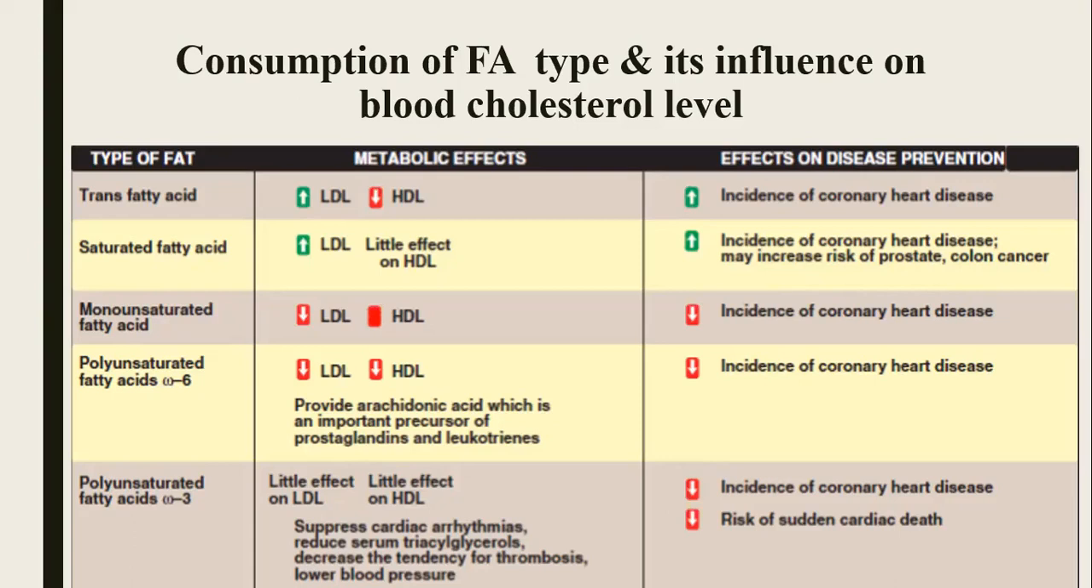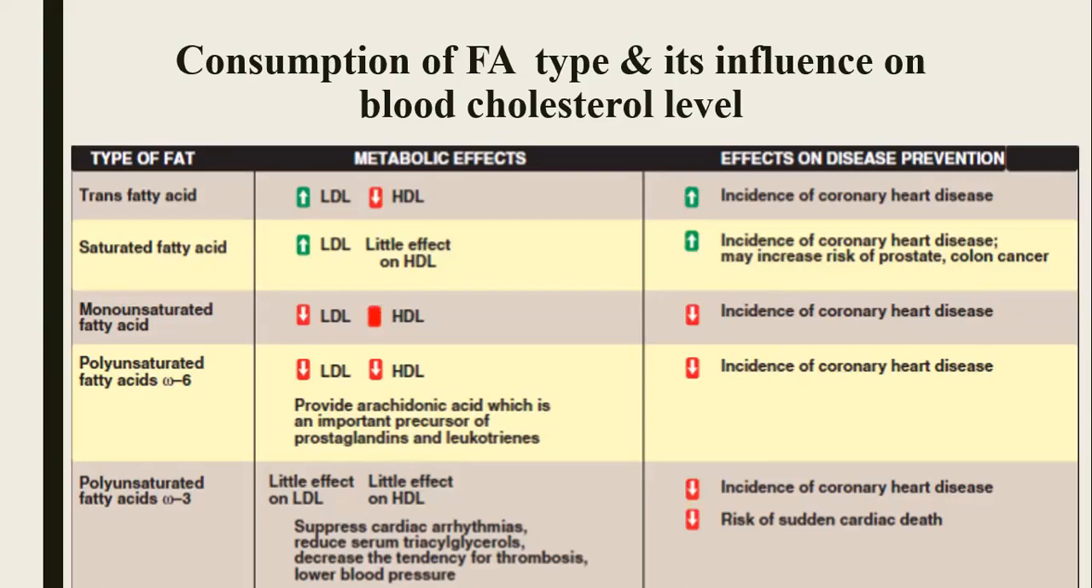coronary heart disease. And this linoleic acid can be converted into arachidonic acid, which is a 20 carbon containing polyunsaturated fatty acid of omega-6 family. And we already told you arachidonic acid is the precursor of prostaglandins, leukotrienes, thromboxanes.